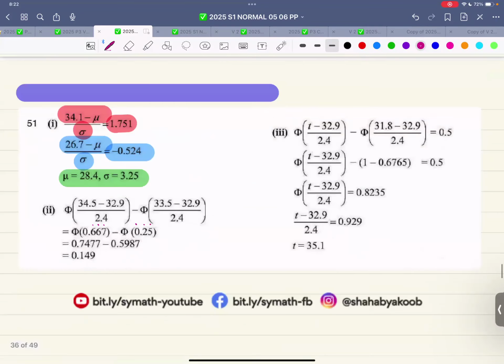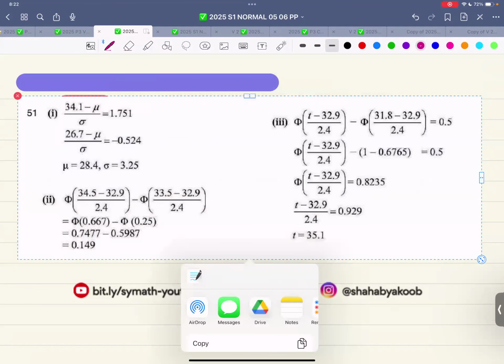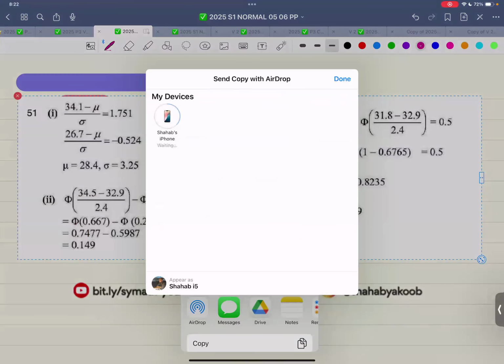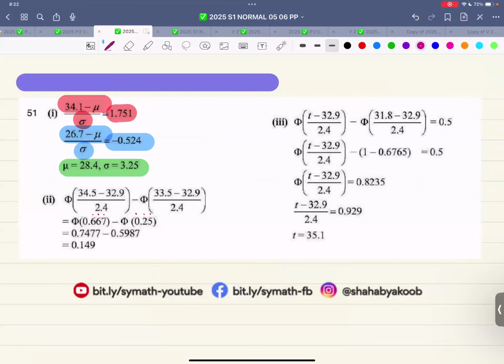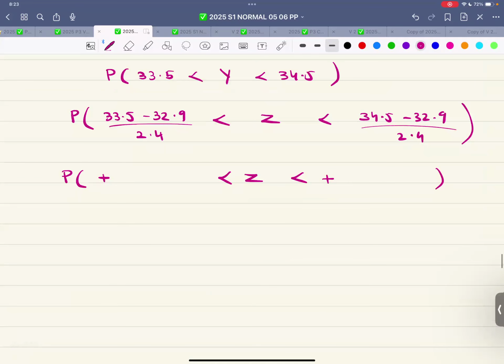So let me just share this mark scheme with you people also. And where is it? That's the share thing. Okay. So I'll just share in a bit. Let me just write down these values. So this one is 0.667. The small one is 0.25.